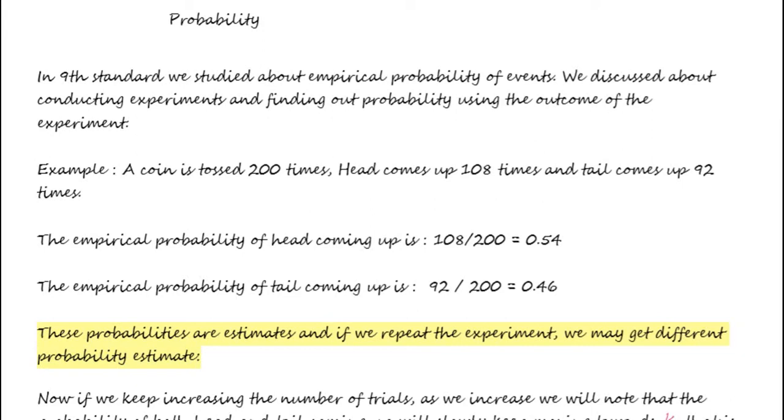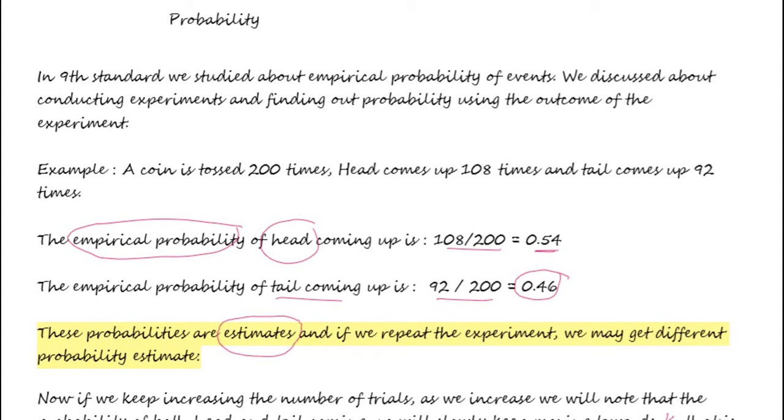A coin was tossed 200 times and every time we tossed the coin, we recorded whether head came up or tail. And at the end, we noticed that 108 times the head came up and 92 times the tail came up. The empirical probability of head coming up is 108 divided by 200, that is 0.54, and tail coming up is 92 divided by 200, that is 0.46.